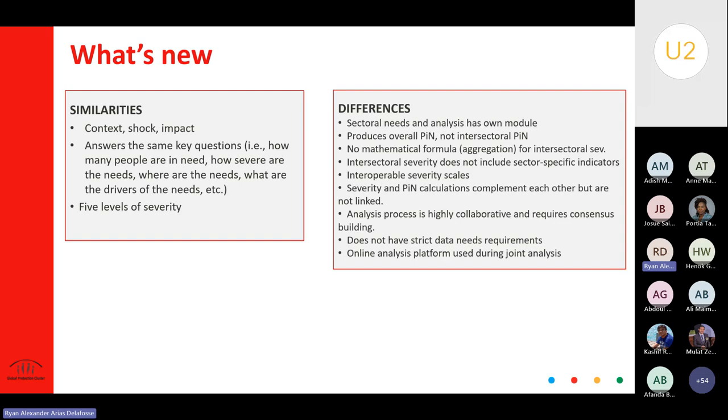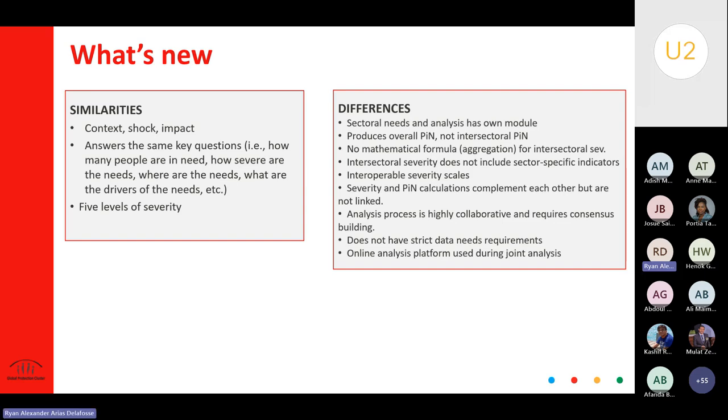And for severity, there are still 5 levels of severity. The differences are that sectoral needs and analysis have their very own module. So sectoral needs play a much bigger part in JIAF 2.0. That means your inputs of AOR and protection, severity, and PIN are much more important than they were previously. There is no mathematical formula for intersectoral severity. It is decided in a joint analysis workshop.